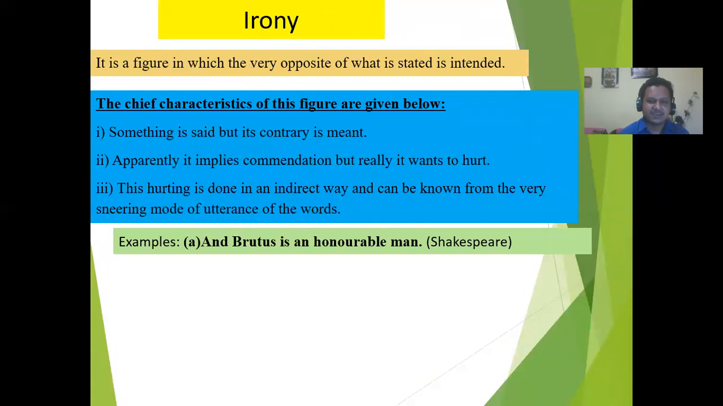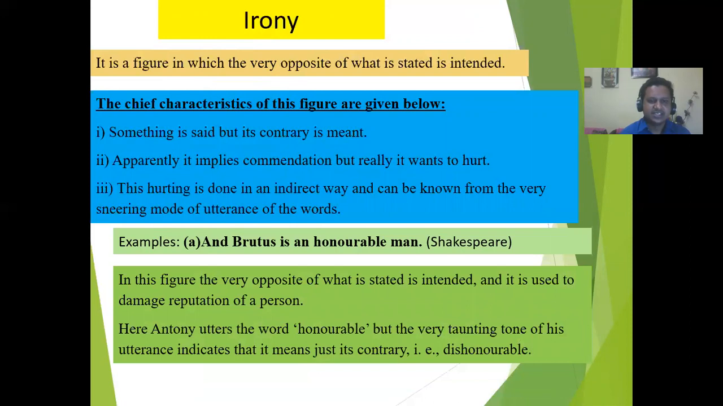Examples, a very famous example of irony. "And Brutus is an honorable man." Shakespeare used this line in his famous tragedy, Julius Caesar. In this figure, the very opposite of what is stated is intended, and it is used to damage the reputation of a person. Here, Antony utters the word honorable, but the taunting tone of his utterance indicates that it means just its contrary, that is, dishonorable.